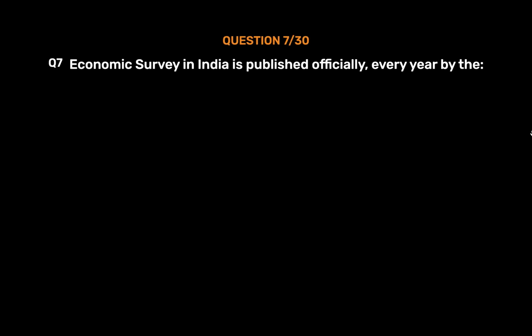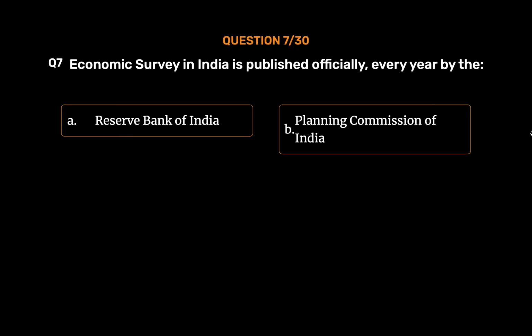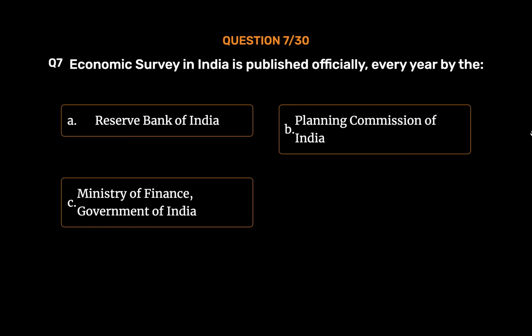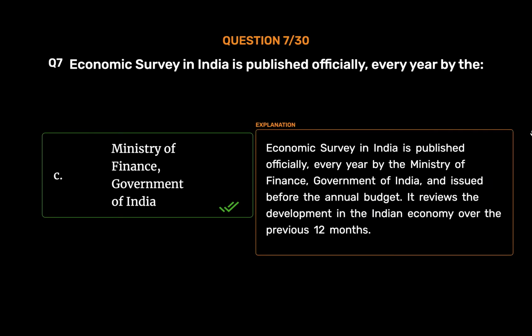Question number 7. Economic Survey in India is published officially every year by the Option A. Reserve Bank of India. Option B. Planning Commission of India. Option C. Ministry of Finance, Government of India. Option D. Ministry of Industries, Government of India. The correct answer is Option C. Ministry of Finance, Government of India. Economic Survey in India is published officially every year by the Ministry of Finance, Government of India, and issued before the annual budget. It reviews the development in the Indian economy over the previous 12 months.